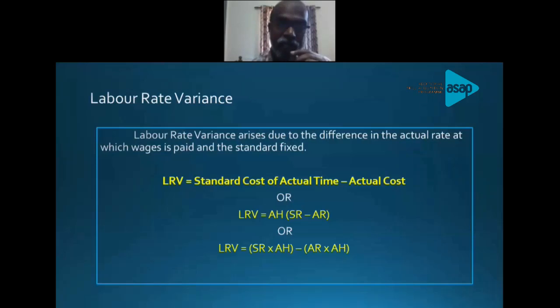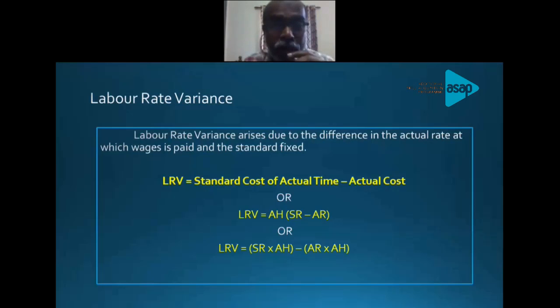Second equation, that is labor rate variance is equal to actual hour into standard rate minus actual rate. It's very important. We are taking into account the difference between standard rate and actual rate, and the difference is multiplied with actual hour. In our example, we have standard rate per hour and actual rate per hour, and we are taking the product of this difference and actual hours worked.